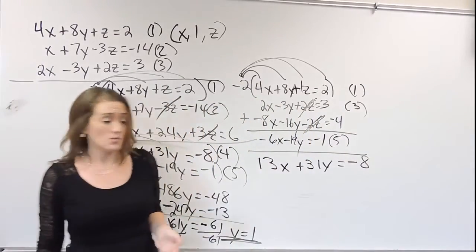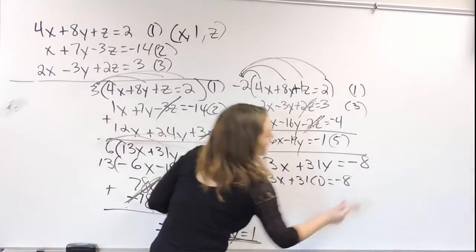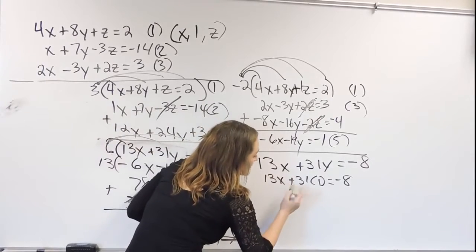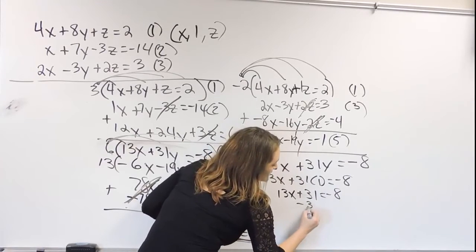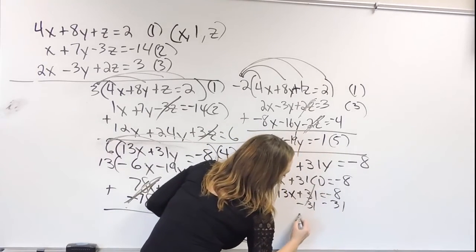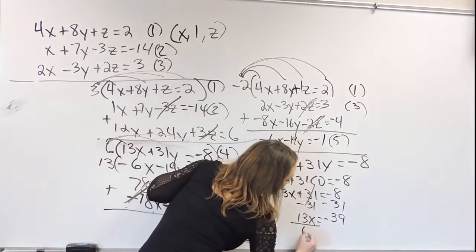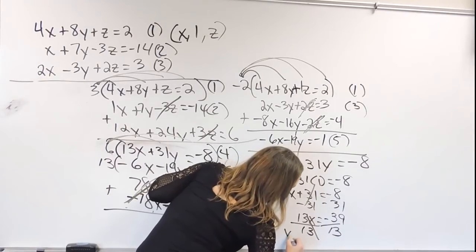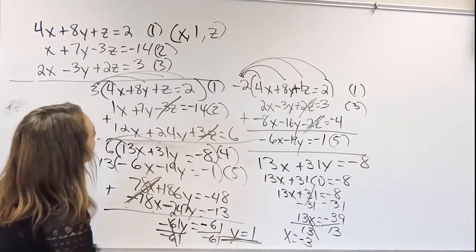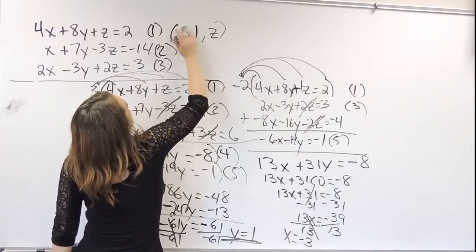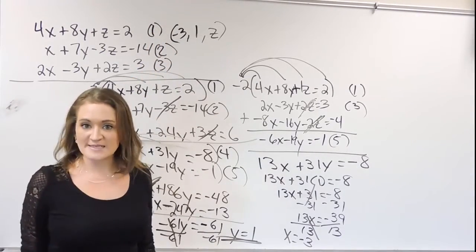If y is equal to 1, we should be able to plug in 1 right over here and solve for x. So 31 times 1 is 31. Drop everything else down. Subtract 31 on both sides, and 13x is equal to negative 39. When we divide both sides by 13, we get that x is equal to negative 3. So we have our x, we have our y, we just need to find z now.